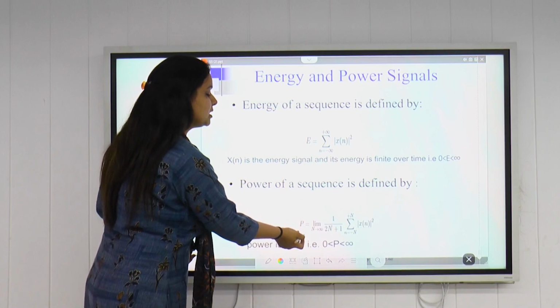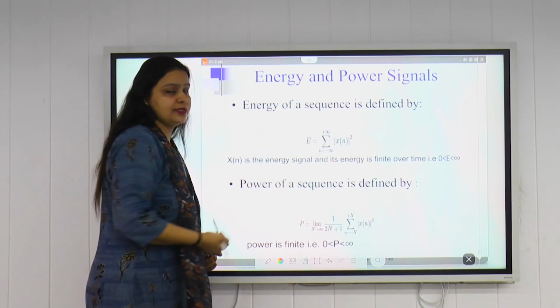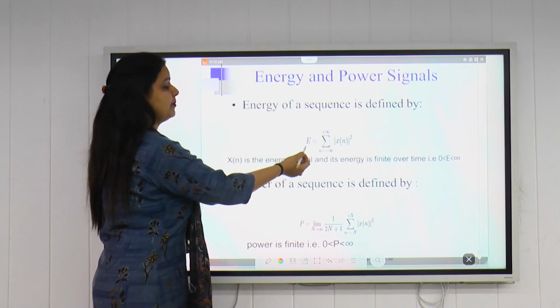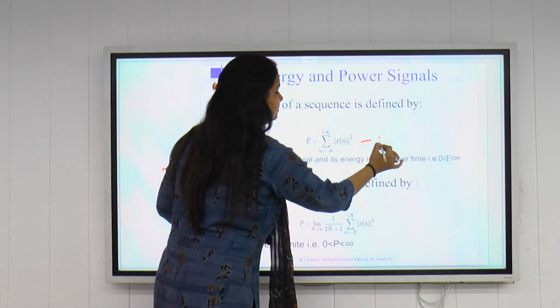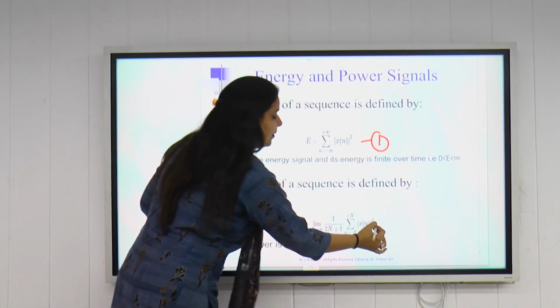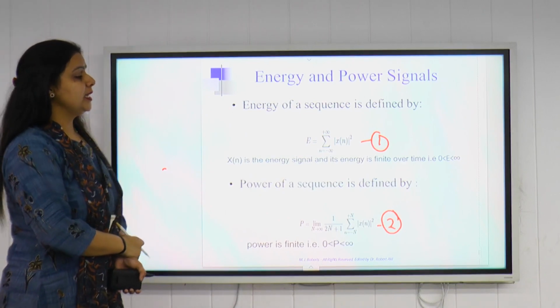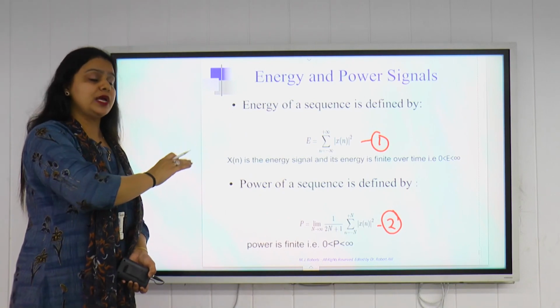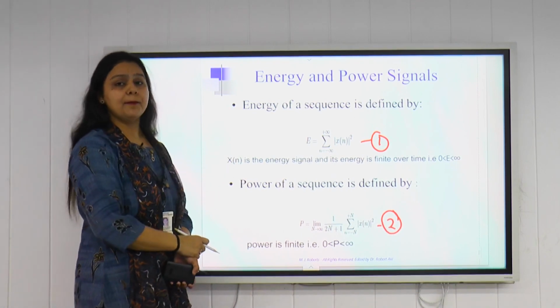So we have the formulas for finding the energy of the signal and the power of the signal. Energy of the signal is given by the first formula, and the power of the signal is given by the second formula. If the energy is finite over time, this is known as an energy signal. And if the power is finite, obviously this is known as a power signal.